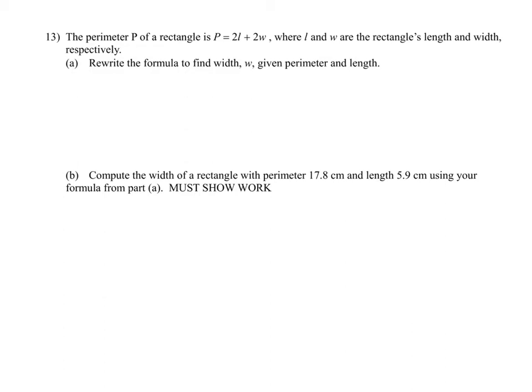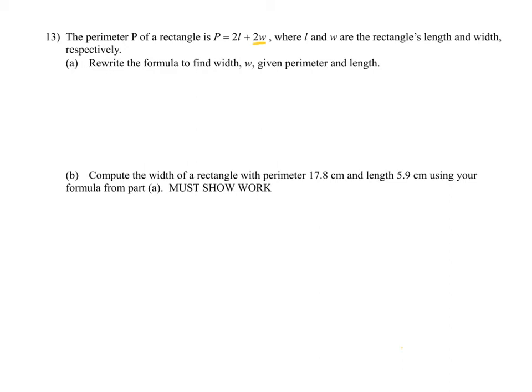The perimeter of a rectangle is P equals 2L plus 2W, where L and W are the rectangle's length and width, respectively. Write the formula to find width, W, given perimeter and length. So remember, we need to figure out what we want to solve for. I'll just underline it. All right, so we want to solve for the W. So we want to focus on that.